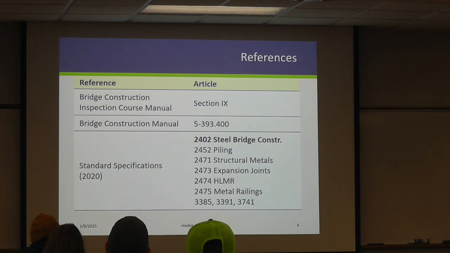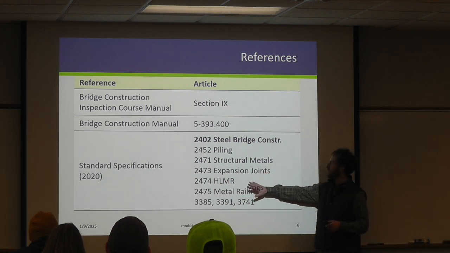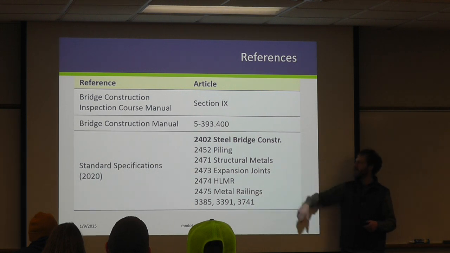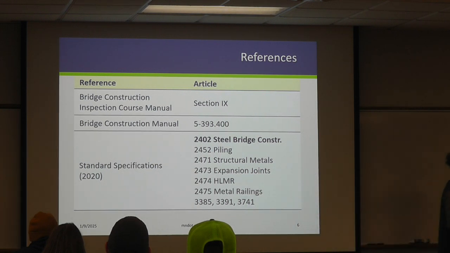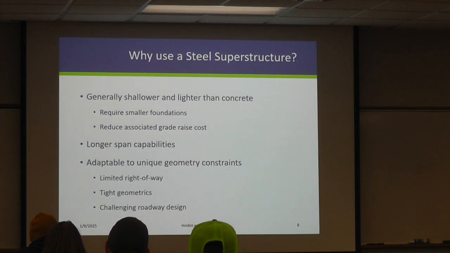One thing I do want to point out with the 2020 spec book, we did break out a few things: expansion joints, certain types of bearings, metal railings, all used to fall under 2402. They now have their own sections, which has been a good thing. A couple other items that are also made of metal that we should be aware of could reference back to 2402. And then just a brief overview of items that are scheduled materials control that fall under that 2402 item. Just a reference list here.